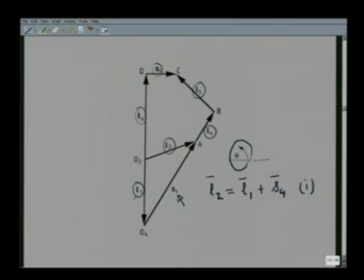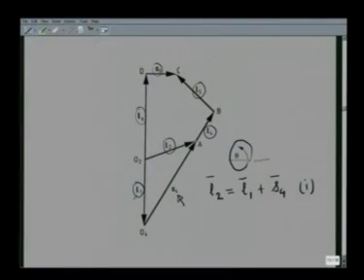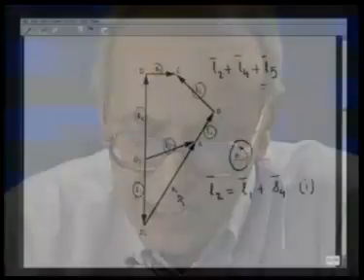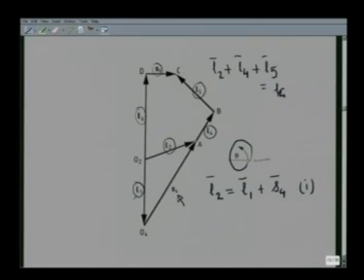I can have another closed loop, namely O2 A B C D O2. There is an independent loop, and corresponding to this independent loop I can write L2 plus L4 plus L5 is equal to L6 plus S6. So this is a second vector equation.